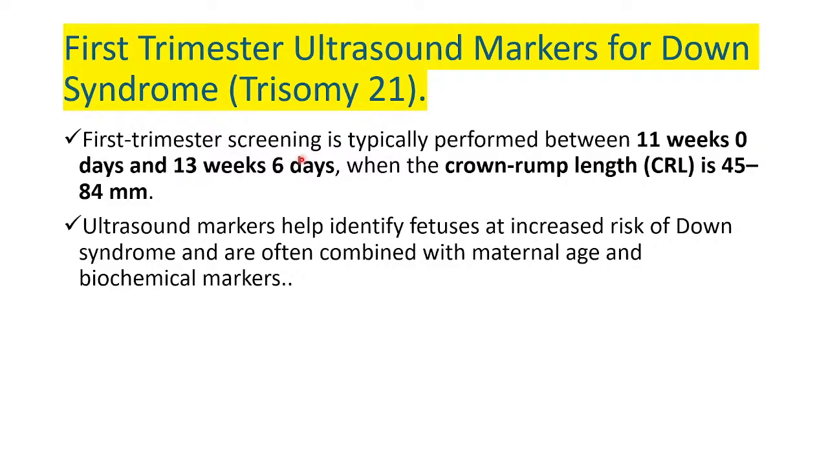The first trimester screening is typically performed between 11 weeks, 0 days, and 13 weeks, 6 days, when the crown rump length is 45 to 84 millimeters. Ultrasound markers help identify fetuses at increased risk of Down syndrome and are often combined with maternal age and biochemical markers.